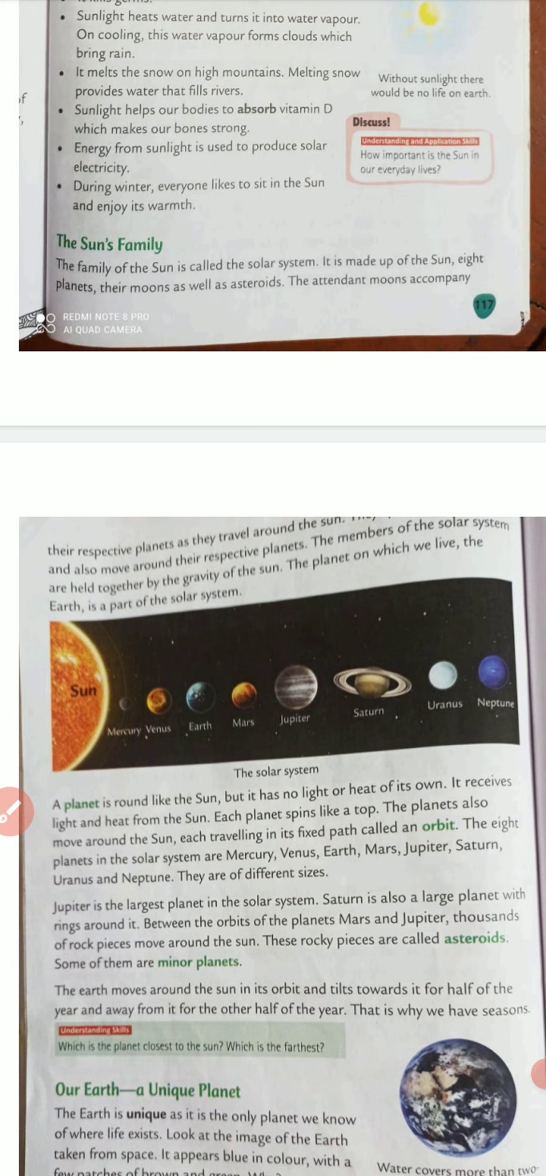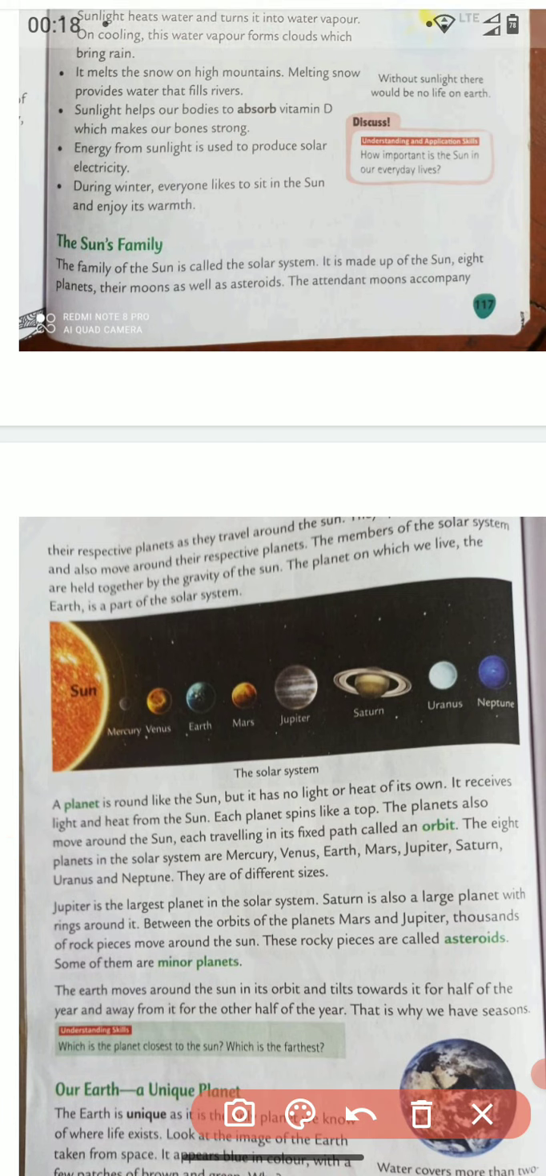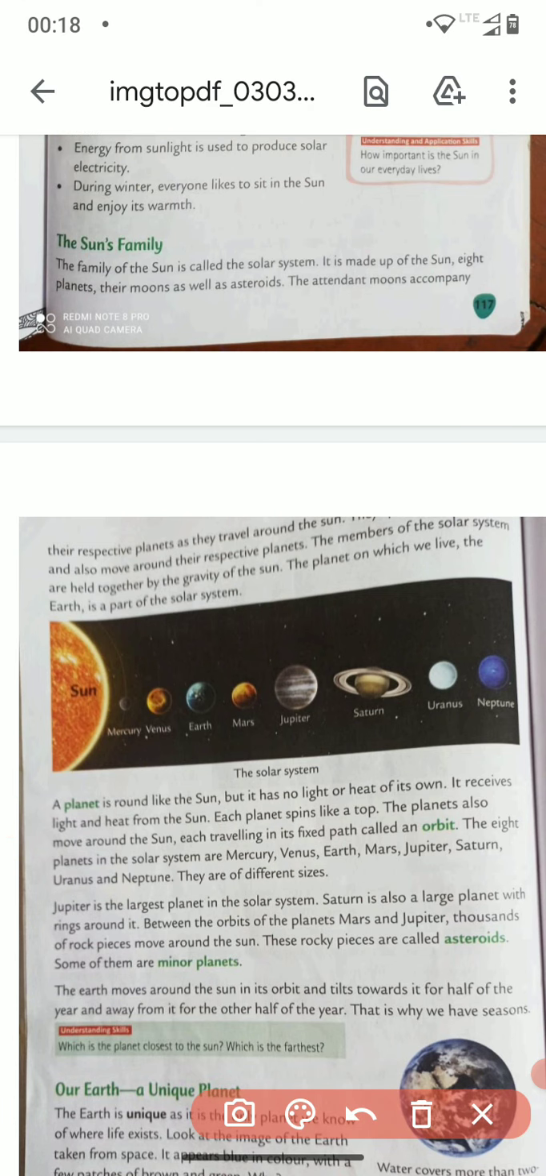So all the members of the solar system, means the planets, the moons, the asteroids, which are the stones in between, they all are held together. They are in their places because of a force of attraction developed by the Sun. That's the gravity of the Sun. The planet on which we live, that is the Earth, is a part of the solar system. That is one of the planets. Children, this solar system diagram, you have to draw.